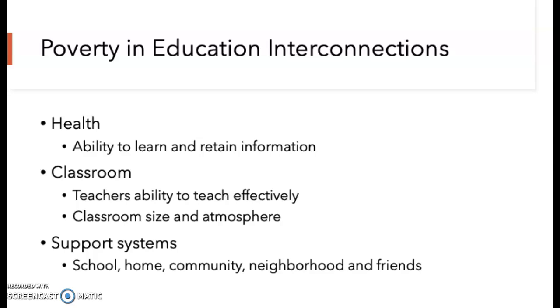The classroom affects learning abilities as well, thinking about the teacher's ability to control kids who are acting up or not paying attention, and the classroom size and atmosphere also plays a factor in that.